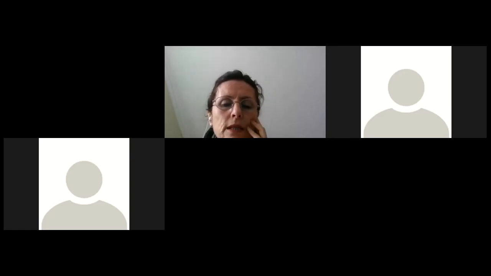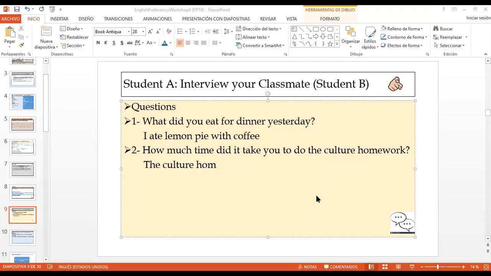So here, what homework? About what module? The culture module homework. Here we can have different subjects. For example, the culture module. We can see the PowerPoint. For example, in the culture module, we worked with the e-post.